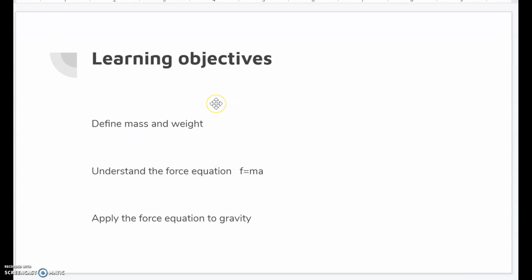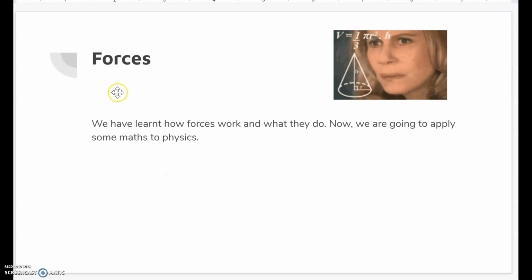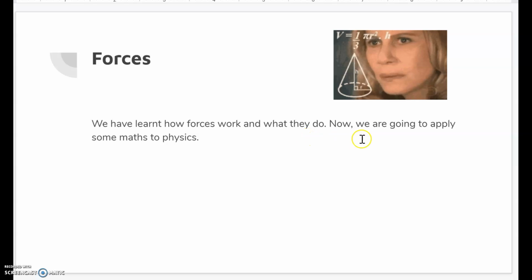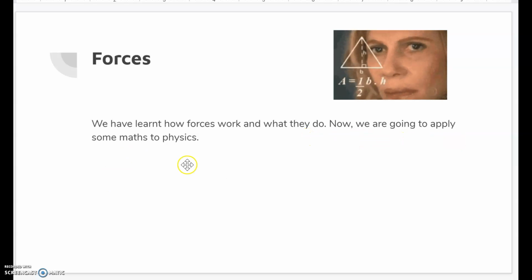So the learning objectives for this: 1 is to define mass and weight, 2 is to understand the force equation F equals ma, and 3 is to apply the force equation to gravity. So forces. We have learned how forces work and what they do. Now we are going to apply some maths to physics.